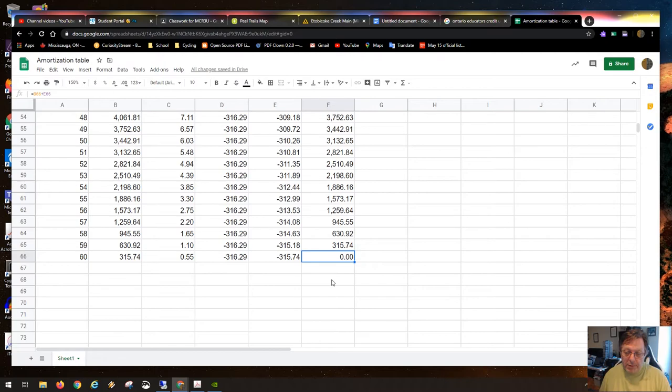Finally at 60, I know I did this right because the very last value under principal reduction is $0.00. If you got that, that's a great indication that you're on the right track, okay? Very good indication, very encouraging. So notice that at the very last, the principal is exactly equal to my payment.